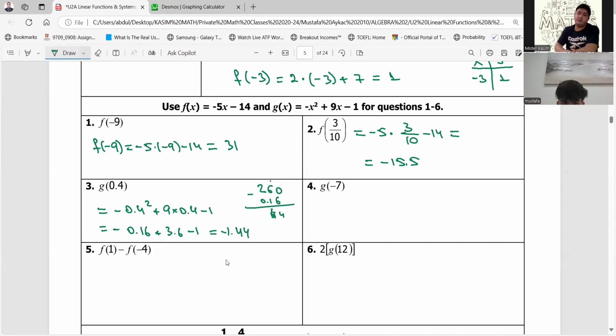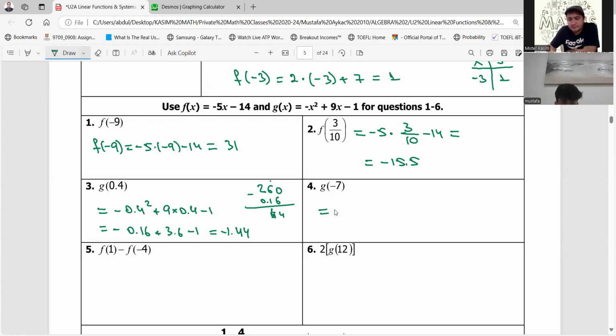Okay, the small numbers you do mentally or on paper, and it actually helps you calculate things faster. When we have very weird numbers, at that time we'll use a calculator. Mustafa, do the next question. What is g of negative 7? Can you calculate it yourself?